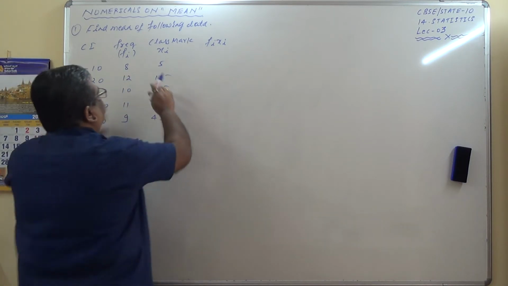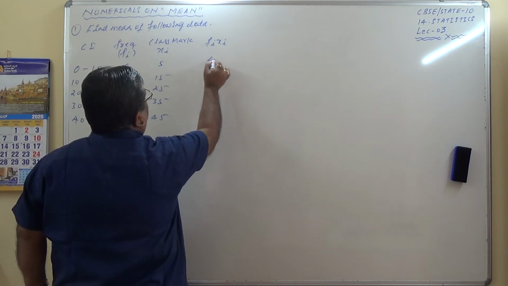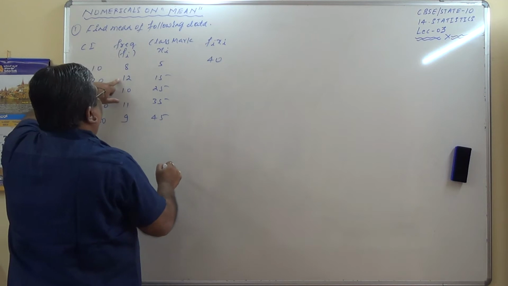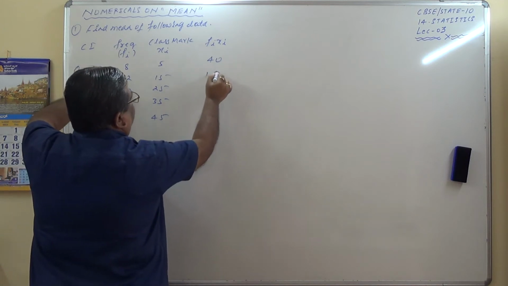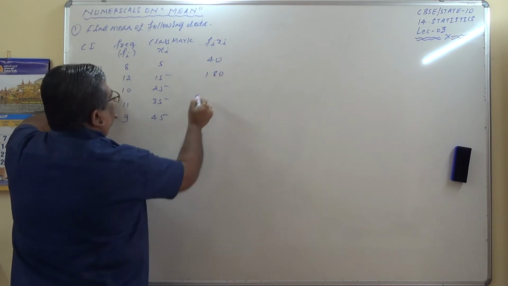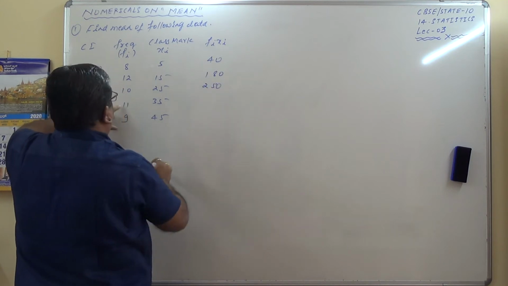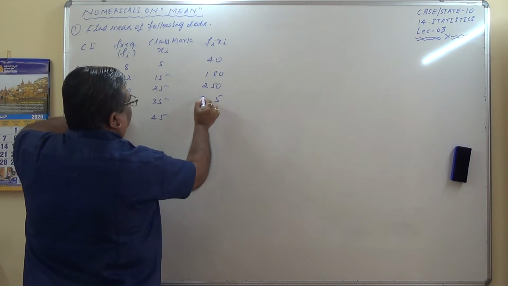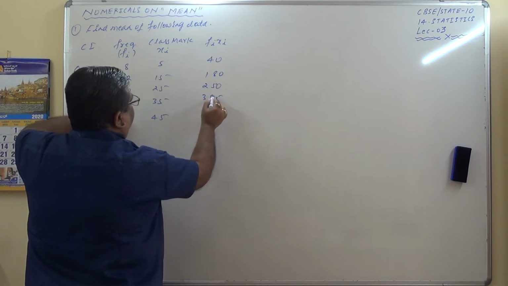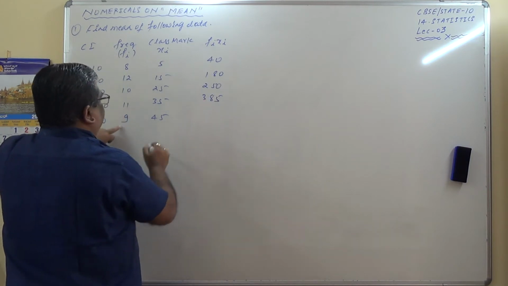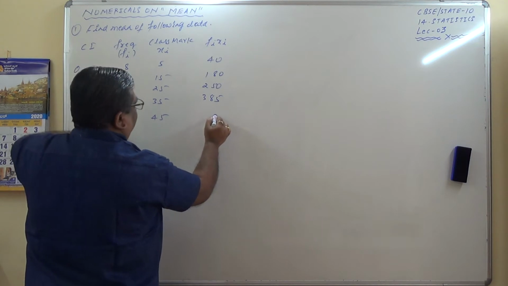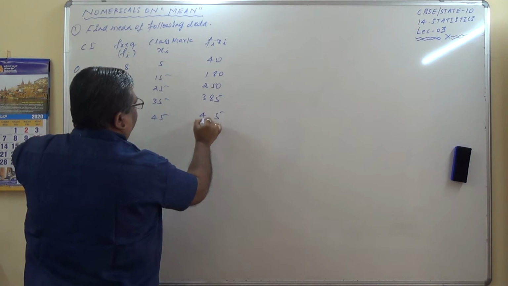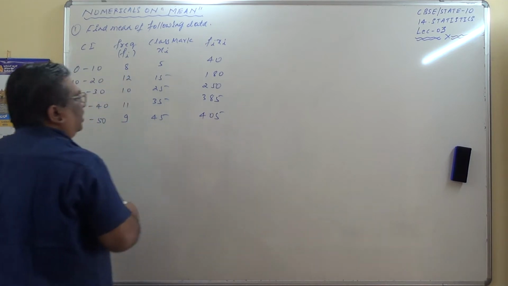Next fi xi: this is 40, and this is 150 plus 30, 180. This is 250, 55, 380, 85, and this is 405. This is how we are getting it.